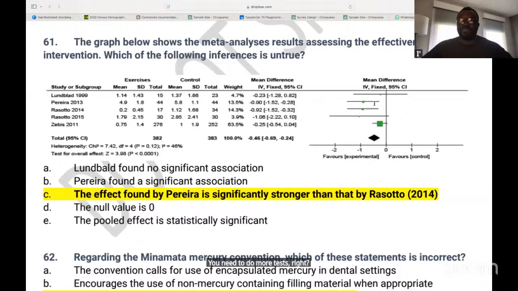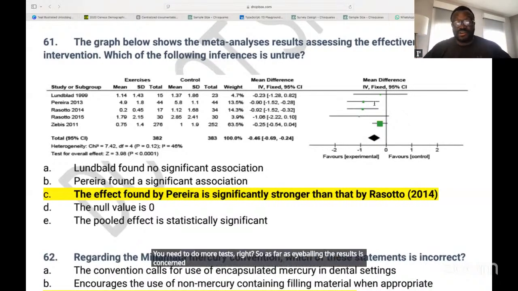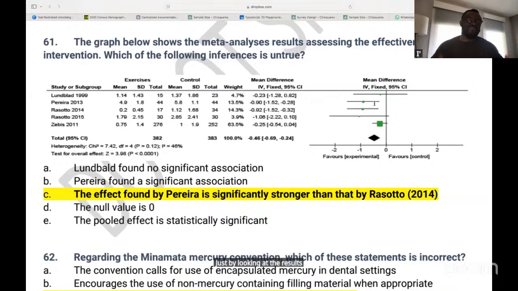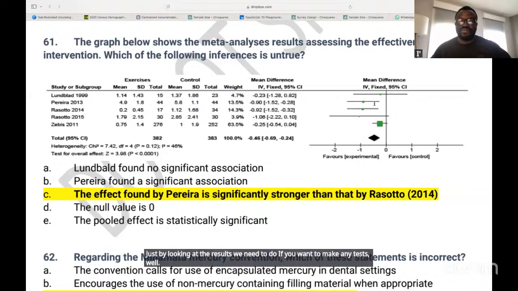So as far as eyeballing the results is concerned, that is a conclusion that we cannot make just by looking at the results. If you want to make any conclusions, you can definitely do a lot more statistical tests, but it's not a conclusion you can come to by just looking at the results when you have overlap.